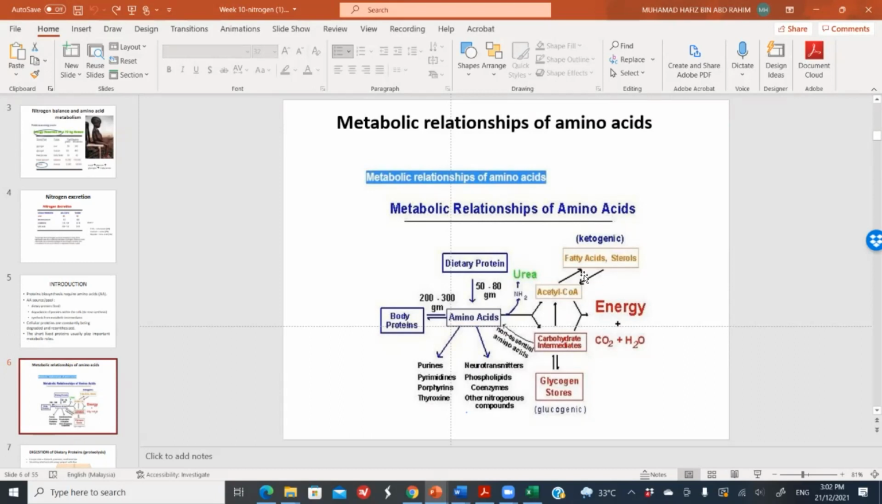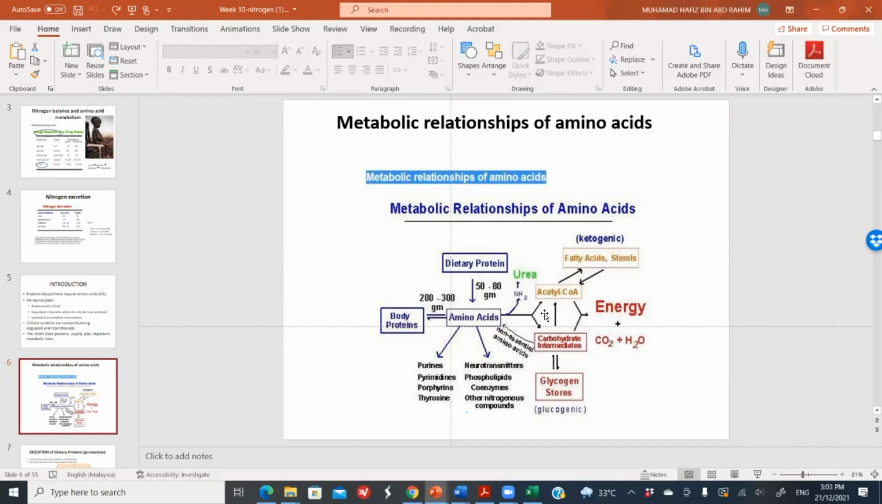Just to show you guys that if the amino acid can produce acetyl CoA, we call this one as ketogenic amino acid. Okay, equivalent to ketone bodies that we learned last week. But if it can produce other than acetyl CoA, the other intermediates in the TCA cycle shown in red, we call it as glucogenic amino acid, something that can produce glucose.